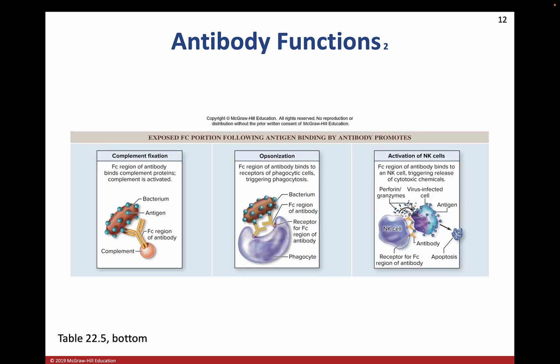Now, the exposed portion following antigen binding by antibody will promote complement fixation. So here we see the FC region of the antibody binds complement proteins, and complement is activated. We have opsonization. The FC region of the antibody binds to receptors of phagocytic cells, triggering phagocytosis. Or we actually have the activation of natural killer cells. The FC region of the antibody binds to a natural killer cell, triggering the release of cytotoxic chemicals.